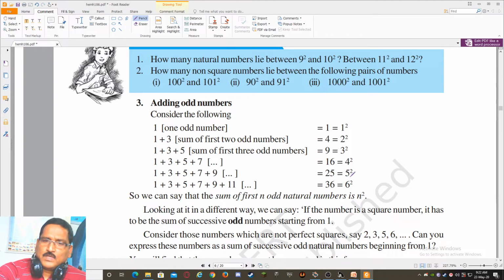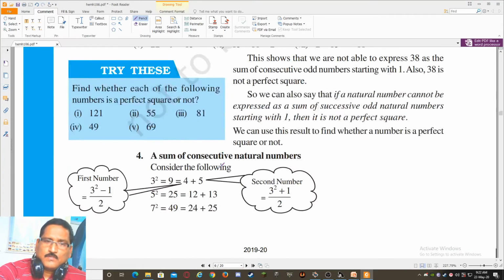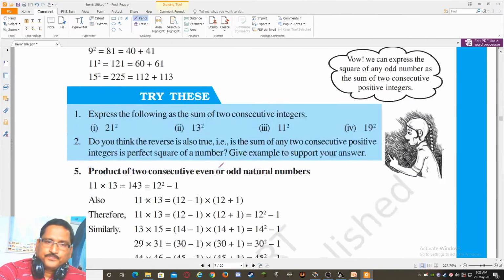There is no exception to this method. If 7 odd numbers are there, 7 square. If 10 odd numbers are there, 10 square. Clear? Easily you can find this out. So this is another part I have explained before also.